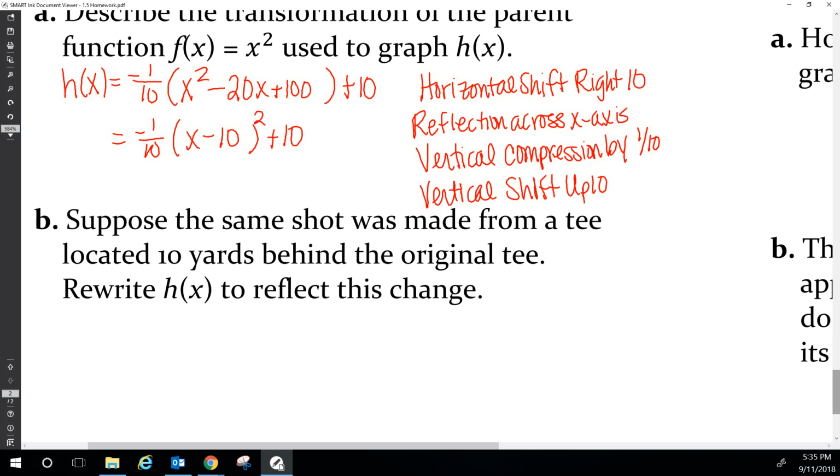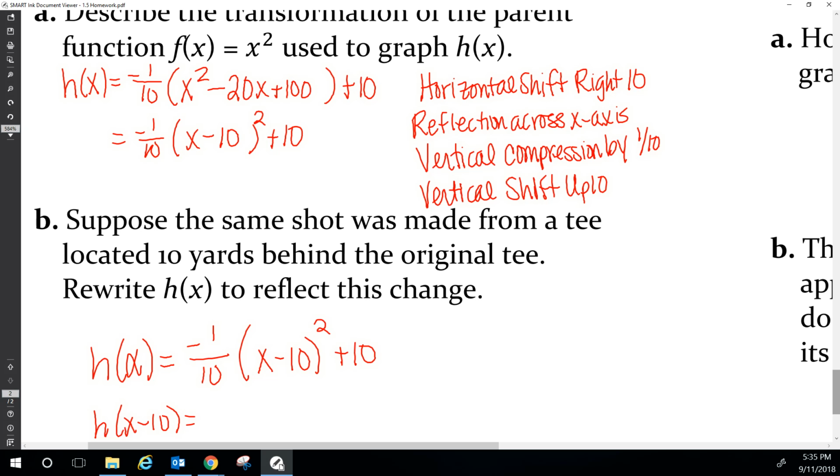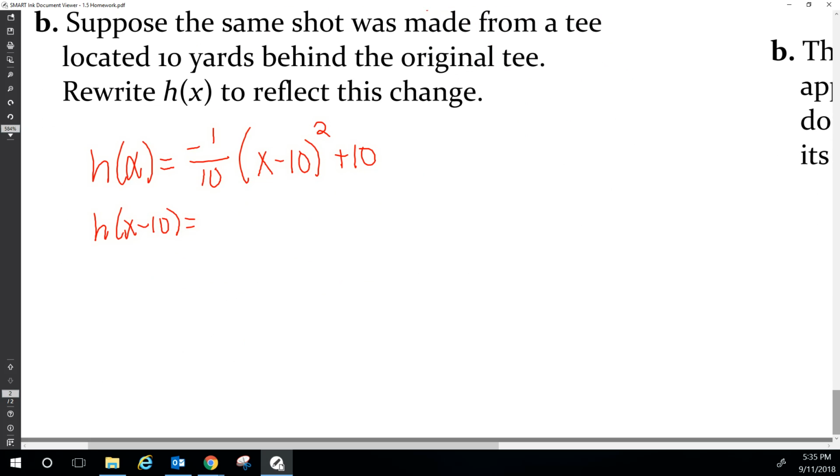All right, for B, it says, suppose the same shot was made from a tee located 10 yards behind the original. So instead of being at X, so this was my function, but instead of being here saying, oh wait, let's start it at 10 yards behind the original one, so X minus 10. So now, if I plug in X minus 10, oh, sorry.